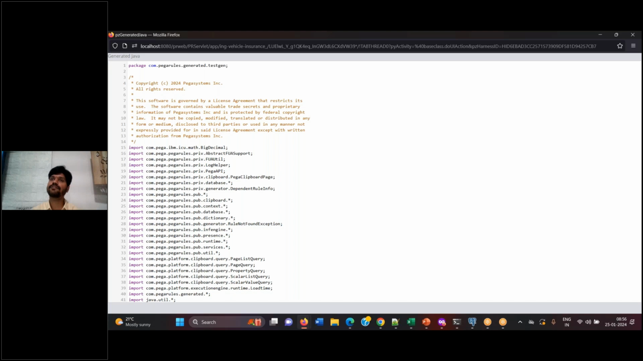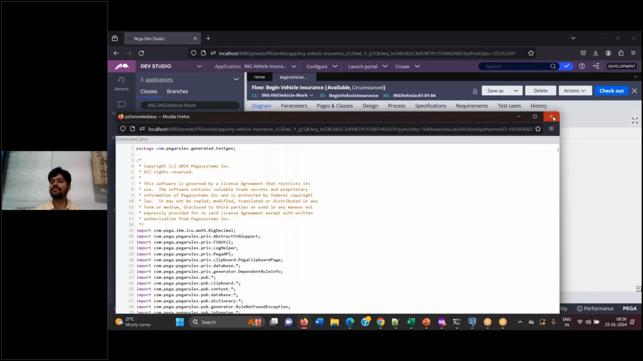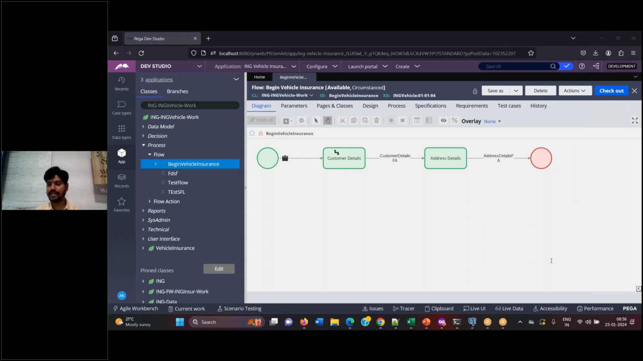XML we have to see. While we are practically learning, XML we have to see. I will tell you two tags we need to know in the XML. Two tags only.